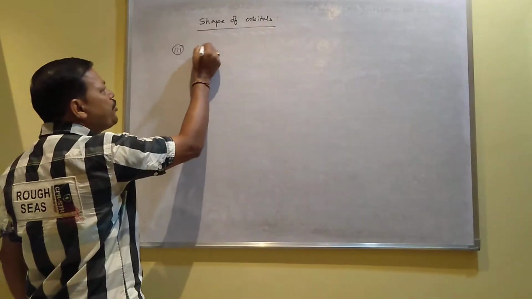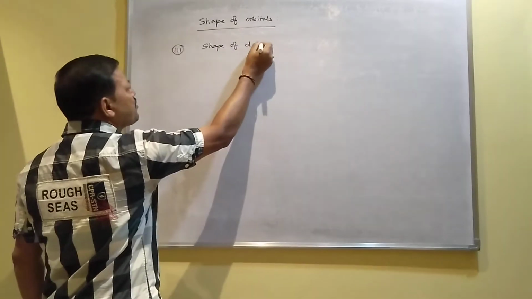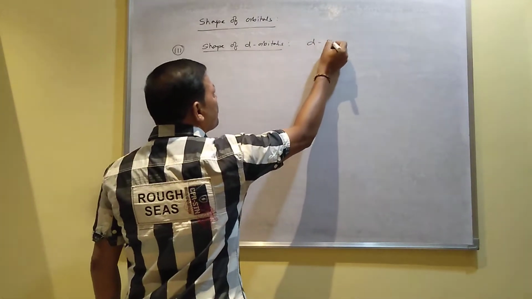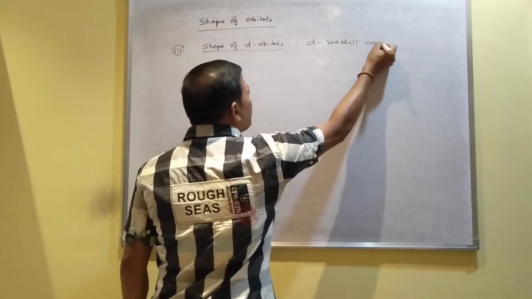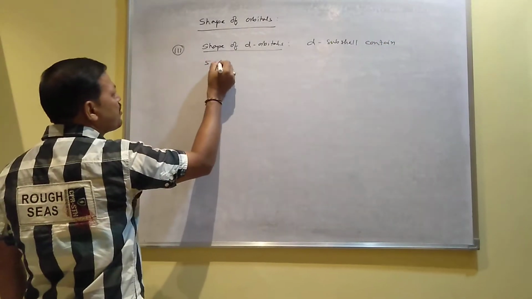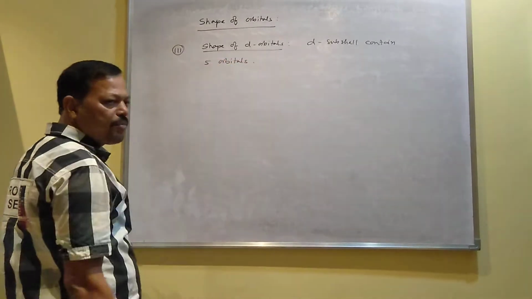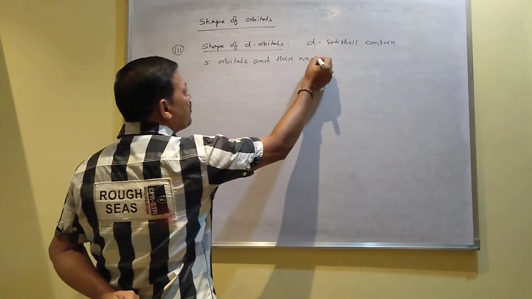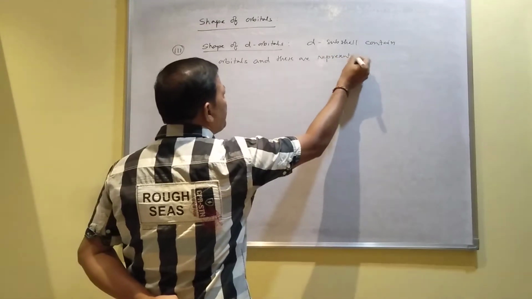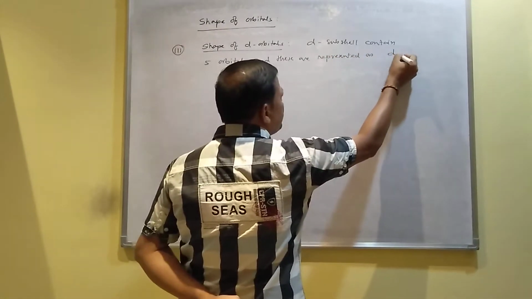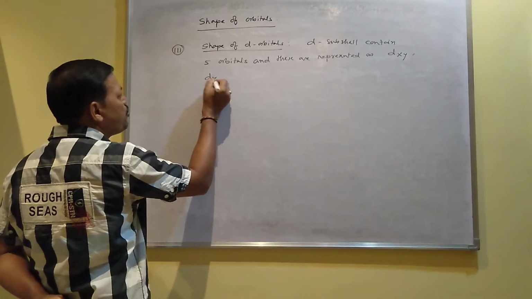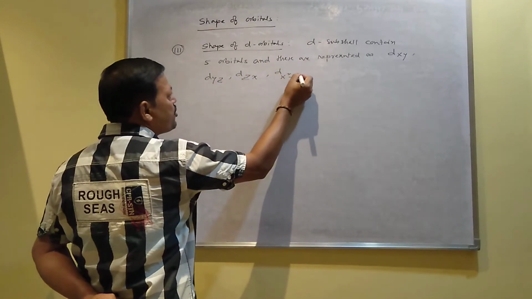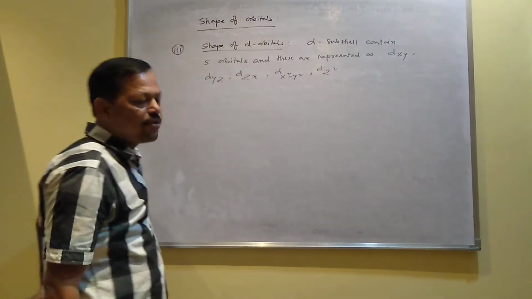Now number 3, shape of d orbitals. A d subshell contains 5 orbitals, and these are represented as: one is called dxy, one is called dyz, one is called dzx, one is called dx square minus y square, and one is called dz square. These are the names of d orbitals.